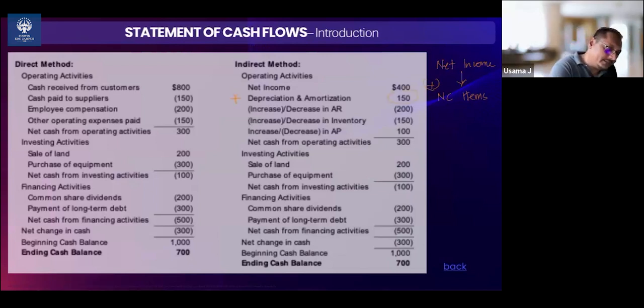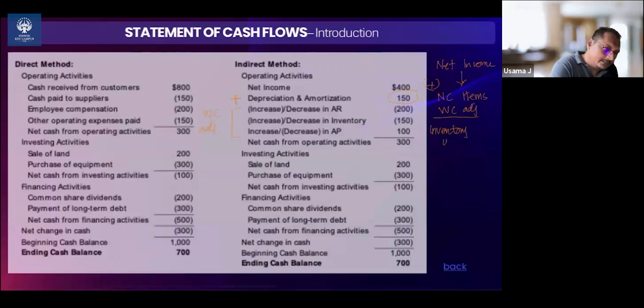Then you make certain working capital adjustments. That is what is coming over here. Working capital adjustments. Take inventory, for example.